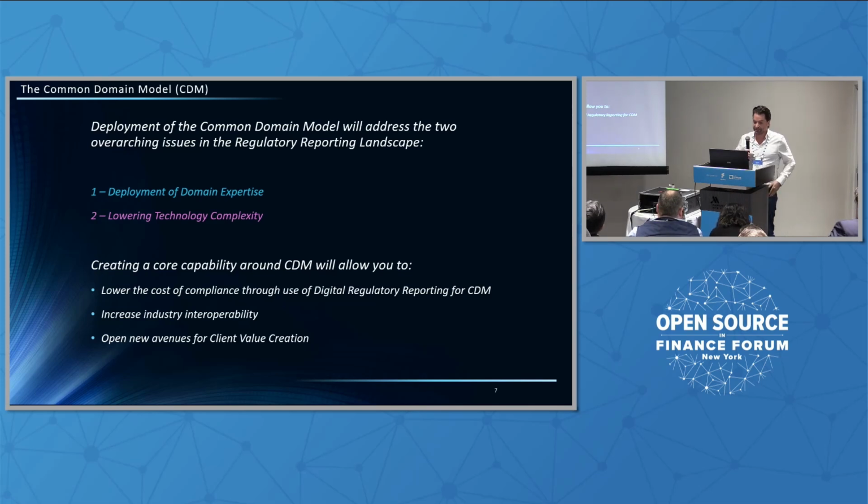So my advice is creating a core capability around CDM will allow you, as it is allowing us, to lower the cost of compliance through the use of digital regulatory reporting, increase industry interoperability through CDM's alternate use cases, which you'll find out more about in other sessions, and open new avenues for client value creation. It's not very often that you can go in front of senior stakeholders and say that a regulatory reporting solution will actually add value back to the business. It's known as more of a value subtractor than a value addition in most cases. But this is the world we're in at the moment, and I'll explain a bit more about that.